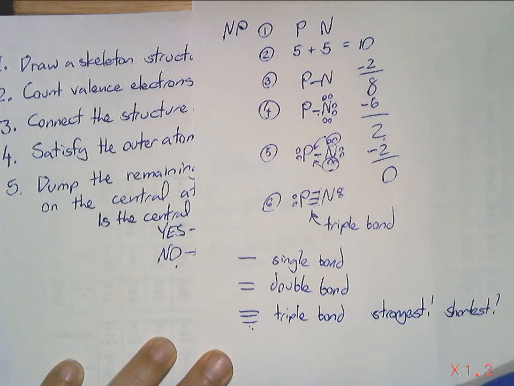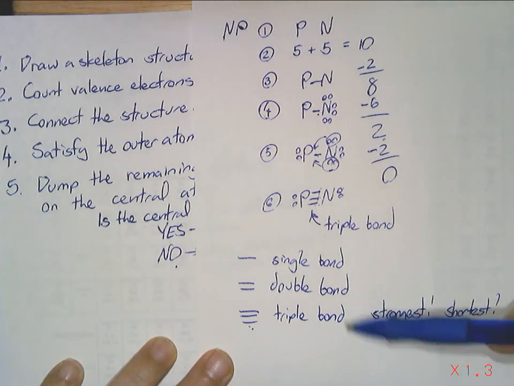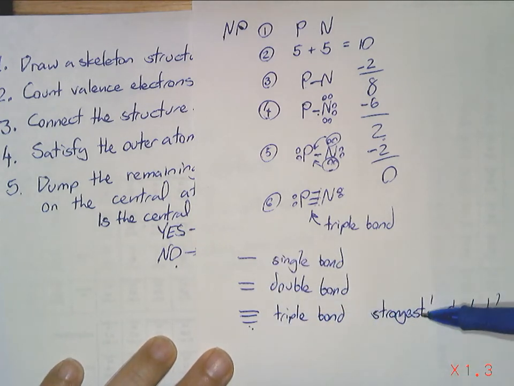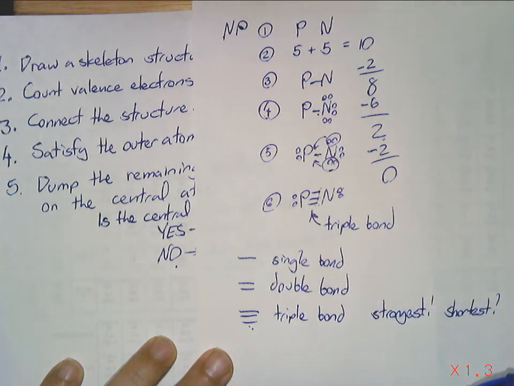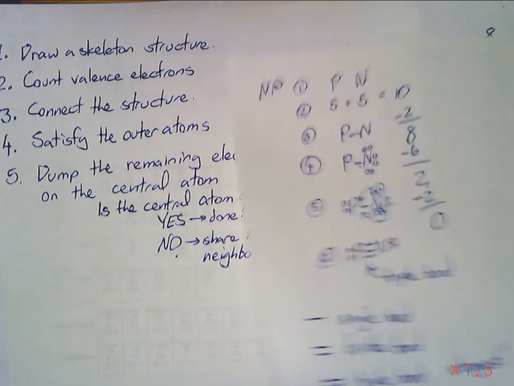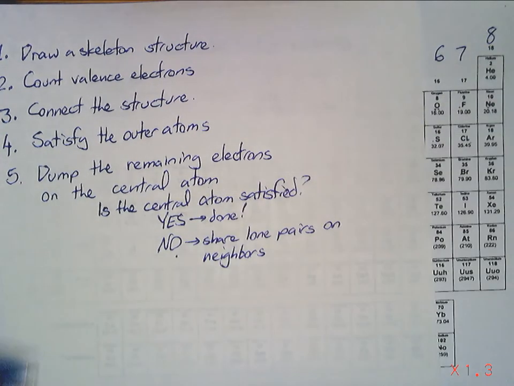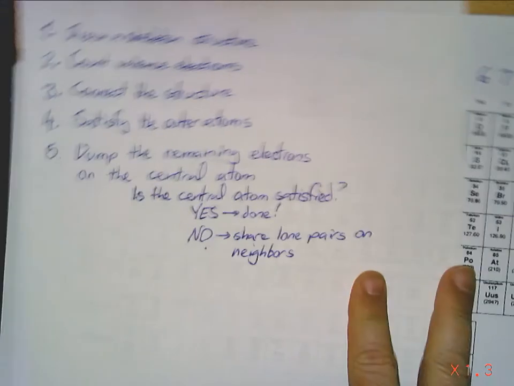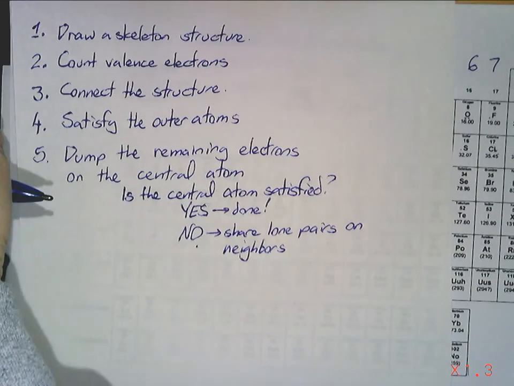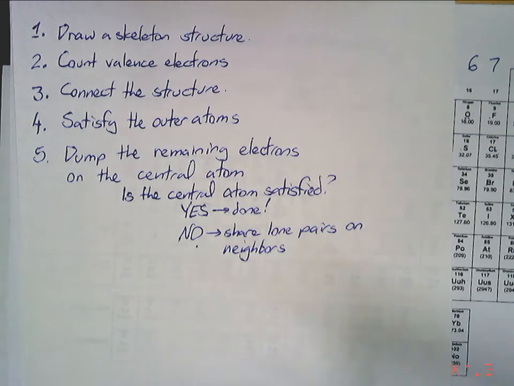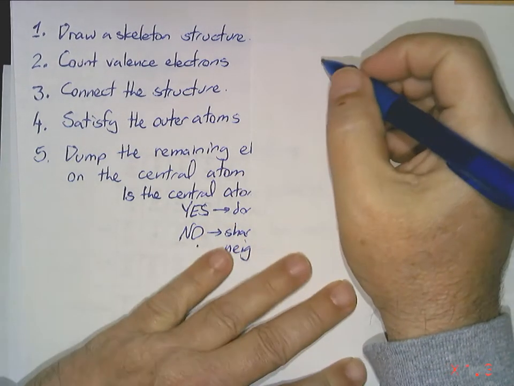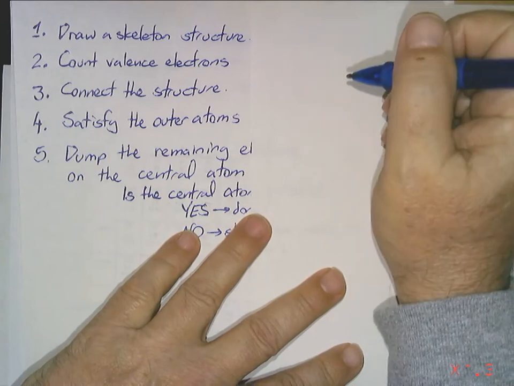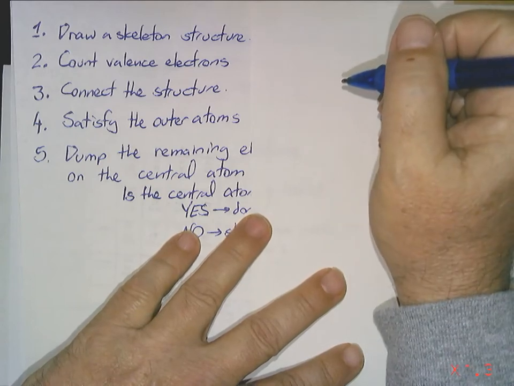So if you're looking at relative bond strengths, a multiple bond, the more bonds you have, the stronger the bond is. The more bonds you have, the shorter the bond is. Shorter is stronger. Okay? With molecules, anyway. Let's do another one. Let's do carbon dioxide.